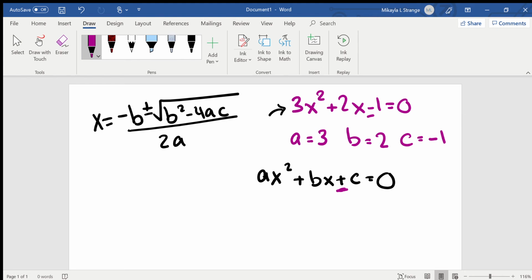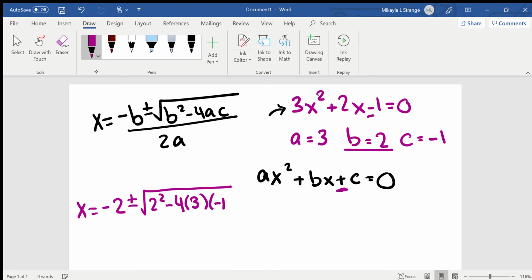So from here, now what we can do is plug it back into the quadratic formula. So I'm going to get x is equal to negative, and again, b is 2, plus or minus the square root of 2 squared minus 4 times 3 times negative 1, all over 2 times a, which is 3. From here, it's just simplifying. So I get negative 2 plus or minus the square root. 2 squared is 4.